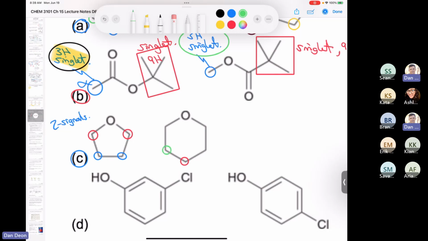Yep, exactly. Thanks, Sean. Good. We get a total of 3 signals for this guy. So we'll put here 3 signals. There you go, done. And again, think about it. You could not differentiate between these using IR. It'd be very difficult. Mass spec, you could, but you can see how proton NMR is very powerful.